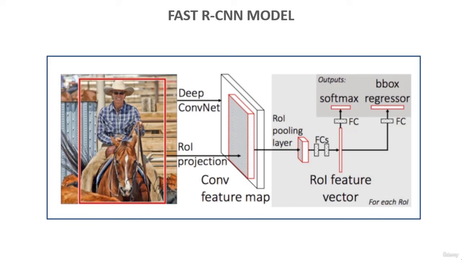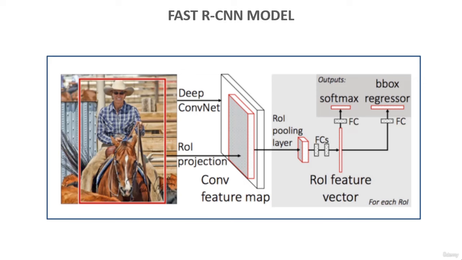With respect to performance, the Fast RCNN model gives better accuracy and is significantly faster compared to RCNN. But still, this algorithm is slowed down due to region proposals, and that's why it's not able to give very impressive performance.